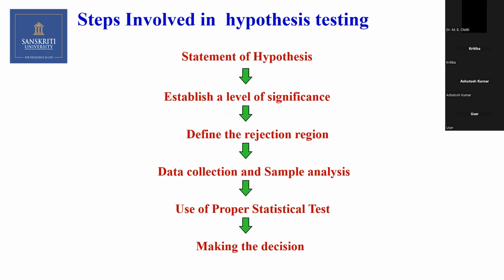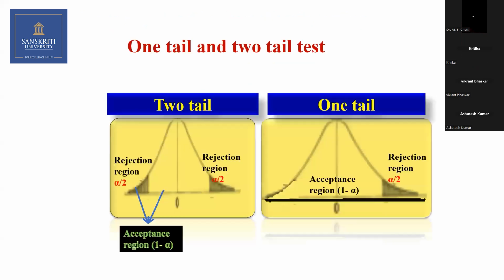Now, in hypothesis testing, we have many steps. One is the statement of hypothesis, then establishing a level of significance. I told you for all field surveys, we keep the risk or the level of significance at 5%. Then the rejection region will be at the tail end. Then we have to collect the data or do sample analysis, or conduct an experiment in the laboratory or in the field. Then we have to use the proper statistical test. And finally, we have to make the decision.